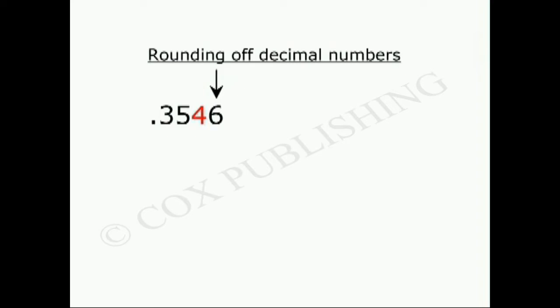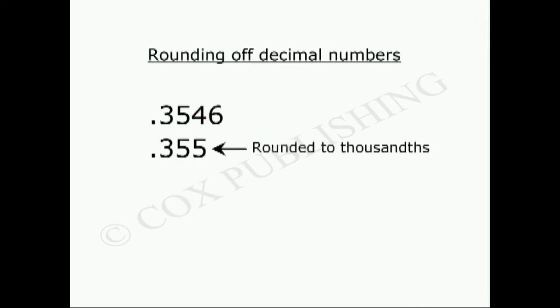The rule is that if the number to the right of the place value you're going to round off is less than 5, you just drop the rest of the numbers and keep the 4 exactly the same. If the number next to the 4 is 5 or larger, you round up the 4 by 1. Since 6 is bigger than 5, we have to round the 4 up by 1 to make it 5, then drop the rest of the numbers off past the 5. So when we round off our original number to the thousands place, it becomes 355 thousandths.